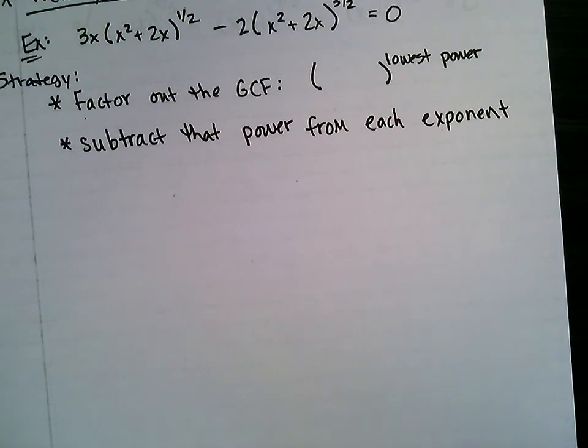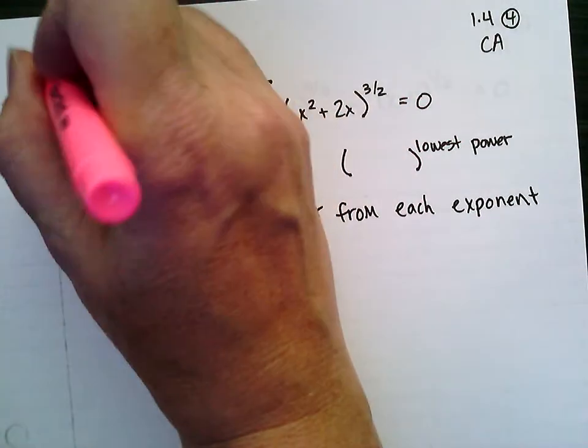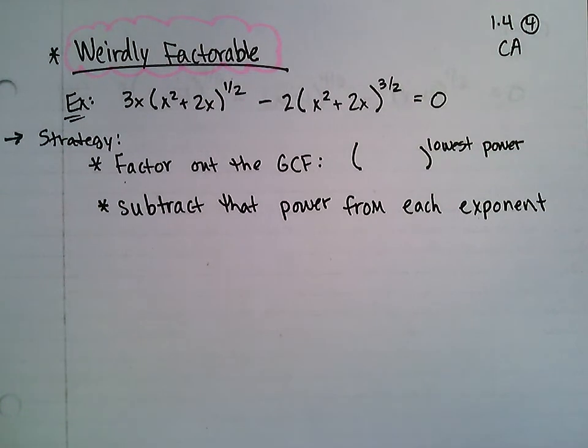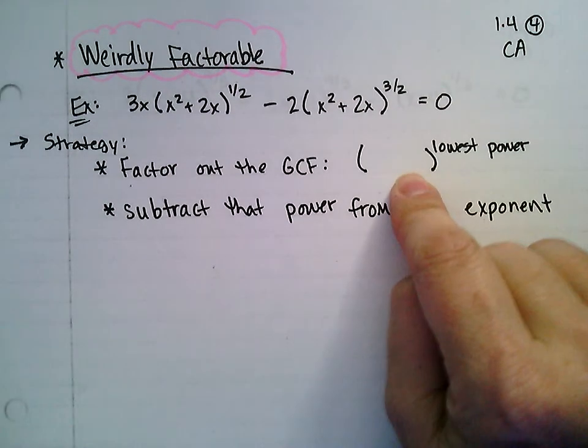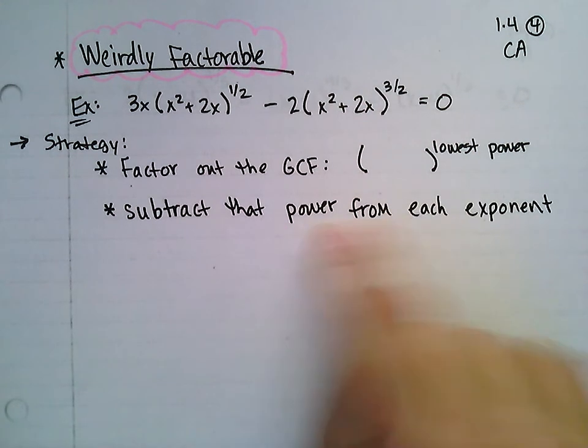Oh boy, weirdly factorable. This is weird. So I have 3x times, parentheses, x squared plus 2x to the 1/2, minus 2 times x squared plus 2x to the 3/2 equals 0. So our strategy is going to be that we will factor out the GCF, which is going to be whichever parenthesis has the lowest power. We will then subtract that power from each exponent.